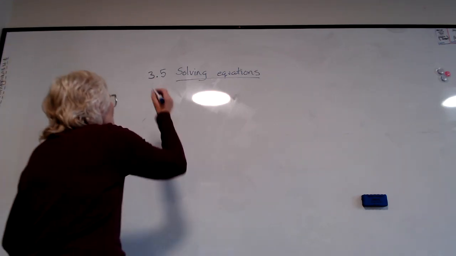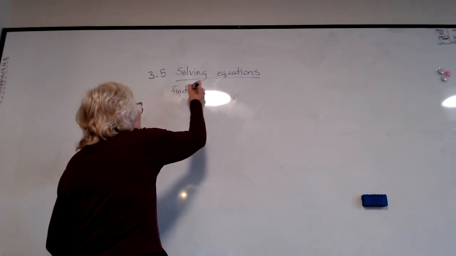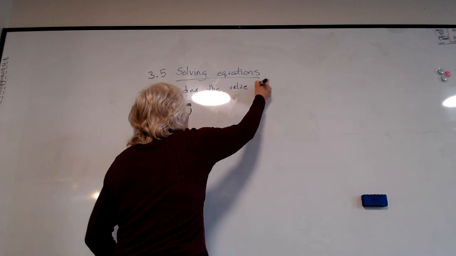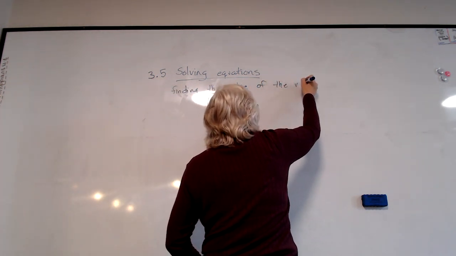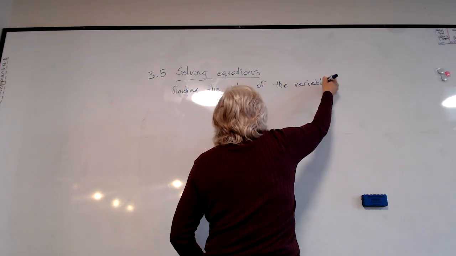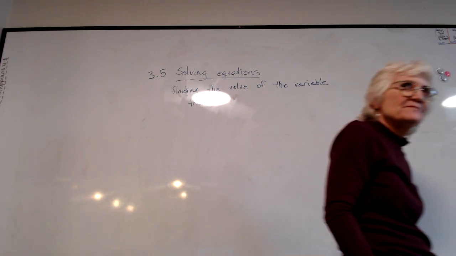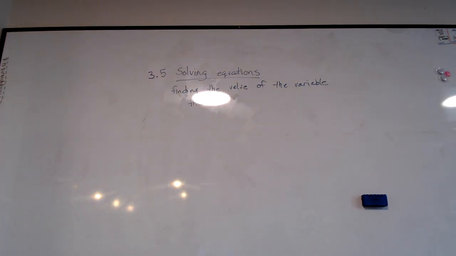So when we're solving, we're finding the value of the variable. What does that value do to the equation? When I put it in, how do I check it? What does it do? It makes, instead of an algebraic equation, an actual equation.